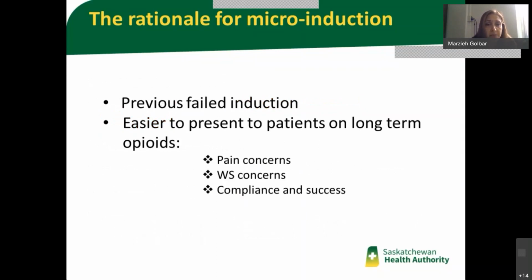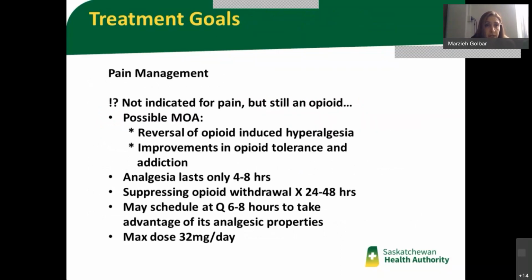So again, back to precipitated withdrawal, if there has been a past failed induction, the patients have already experienced it. They have pain concerns, they have withdrawal concerns, so their compliance is going to be affected. So with the Burns method or microinduction, we make sure that those concerns will be addressed. So there are some goals of the treatment. What are they? Pain management is one of them, although Suboxone is not really indicated for pain. Well, it's not indicated for microinduction either.